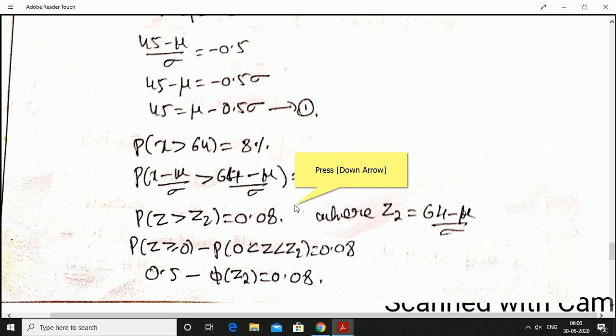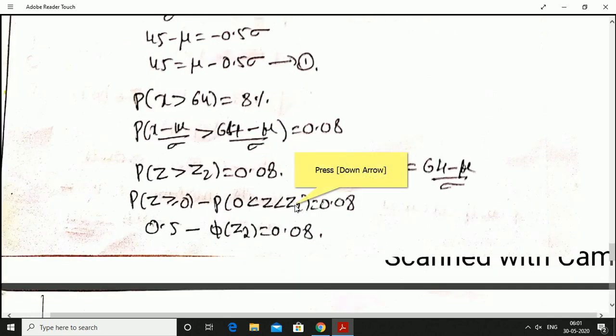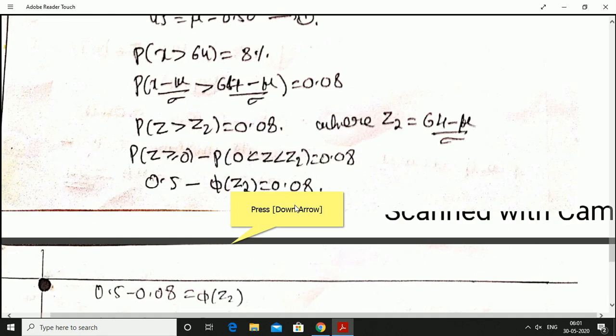Second data they have given is probability of x greater than 64 is 8%. Probability of (x minus mu) by sigma greater than (64 minus mu) by sigma is 8%, means 8 by 100, nothing but 0.08. (X minus mu) by sigma, I call it z. (64 minus mu) by sigma, I call it z2, where z2 is equal to (64 minus mu) by sigma. Probability of z greater than z2 means area from 0 to infinity minus area from 0 to z2. Once again, we think z2 will be in the positive region. That is equal to 0.08.